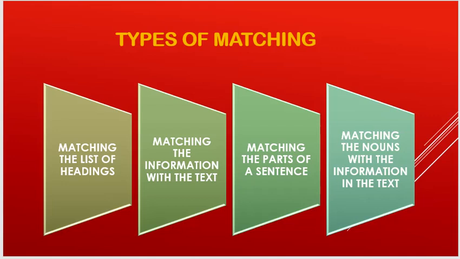Then the third type of matching question is matching the parts of a sentence. So as you can understand, the sentence will be divided into 2 parts, and we as the test takers are supposed to be matching the 2 halves of a sentence and making it into one meaningful sentence that coincides with the information given in the passage. And the last one that we are going to see today is matching the nouns with the information in the text, and in this case I am going to select years. So years and what happened in those years is what we are going to do today.